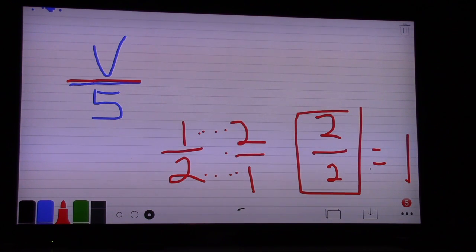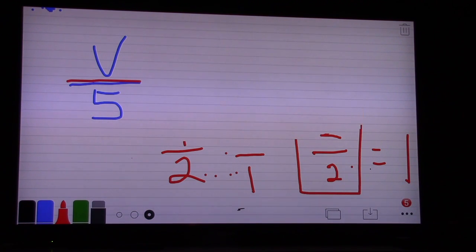Anytime I have a fraction that has the same denominator and numerator, it cancels itself out. It says 2 divided by 2, and there's exactly 1 2 in 2. In any fraction that has the same numerator and denominator, it will always equal 1.